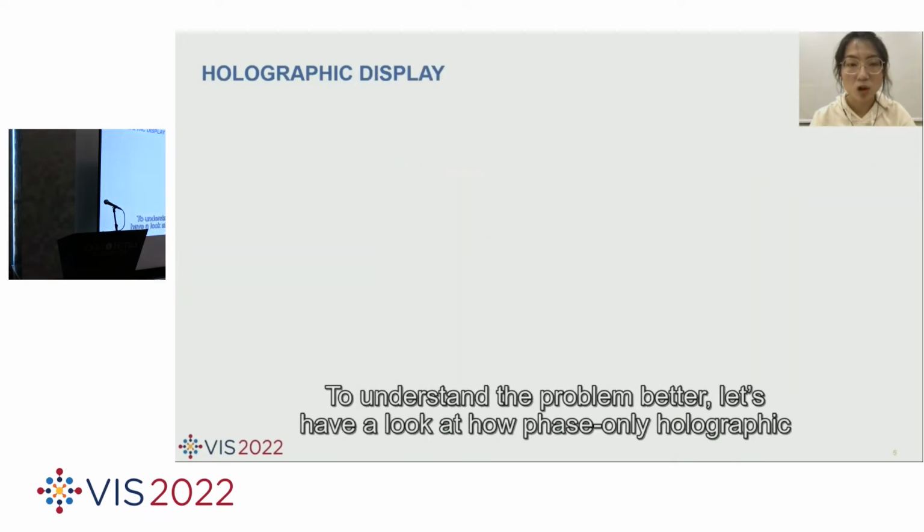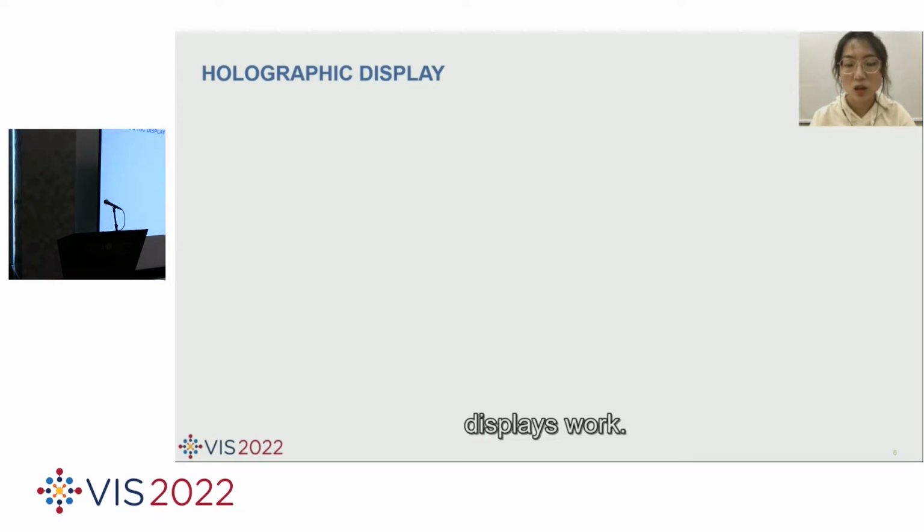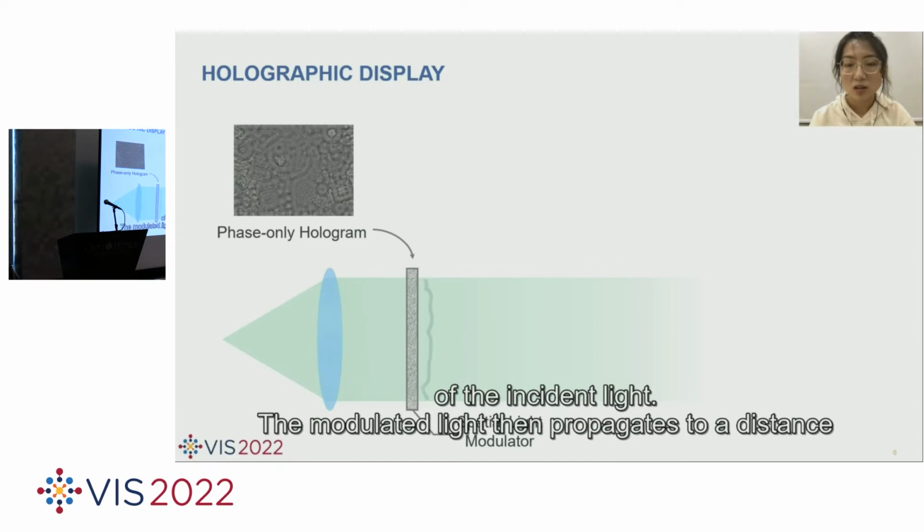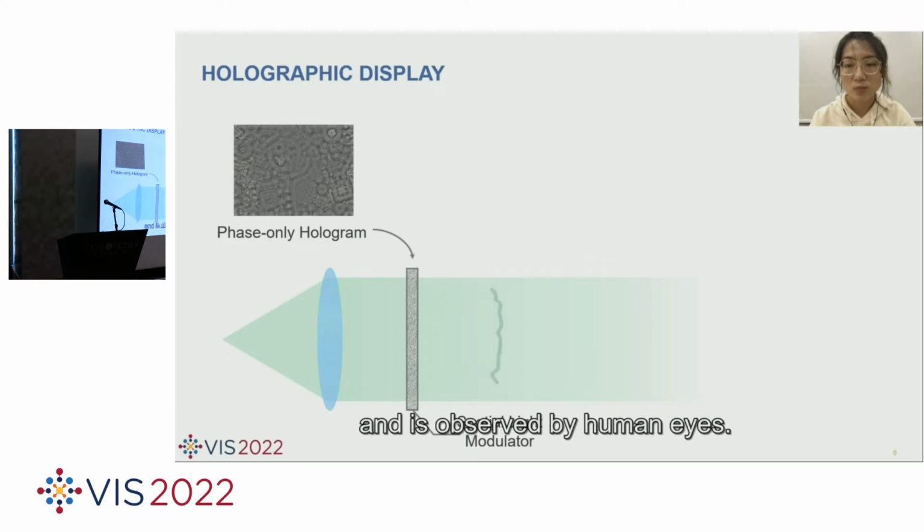To understand the problem better, let's have a look at how phase-only holographic displays work. A phase-only hologram is displayed on a spatial light modulator, which modulates the phase of the incident light. The modulated light then propagates to a distance and is observed by human eyes.